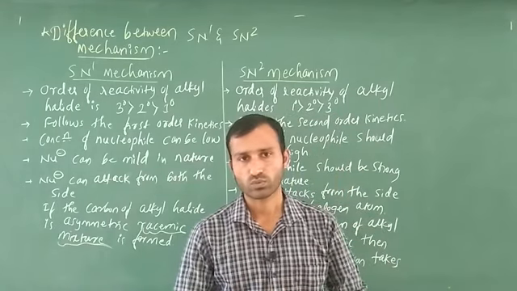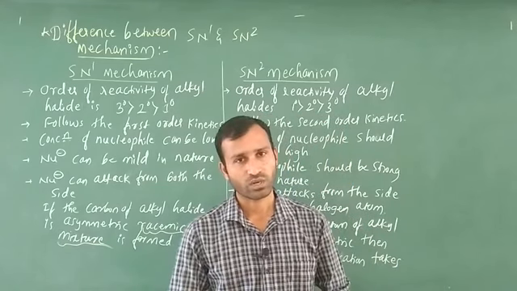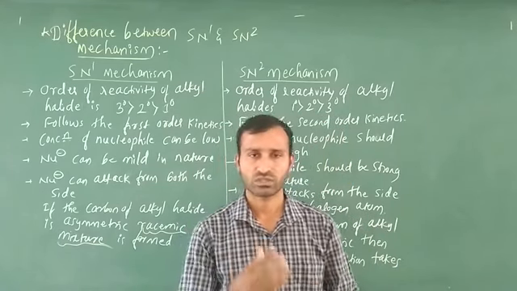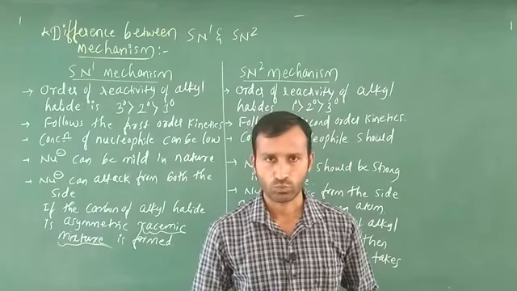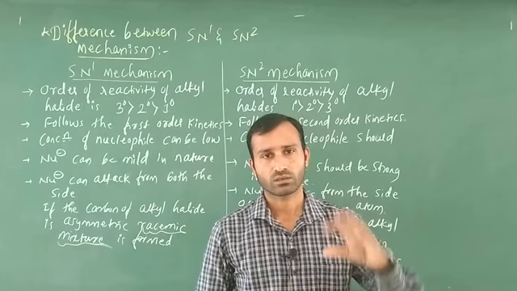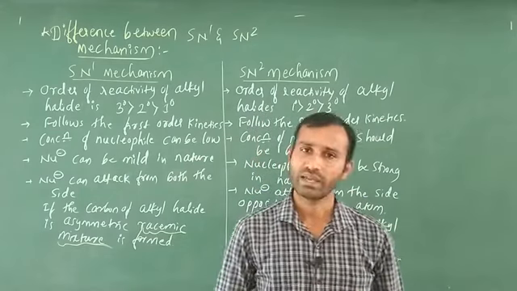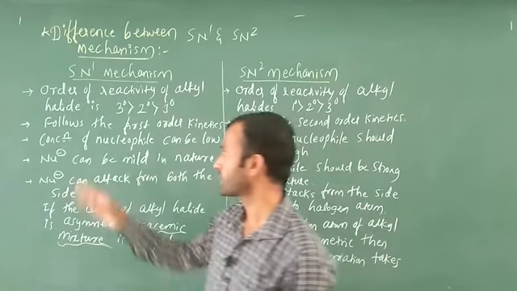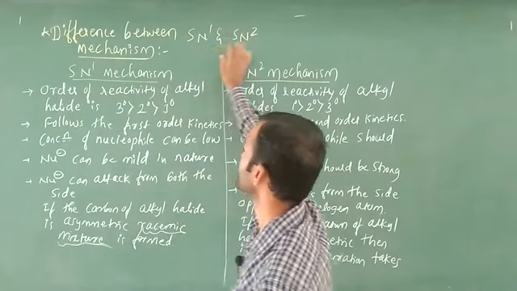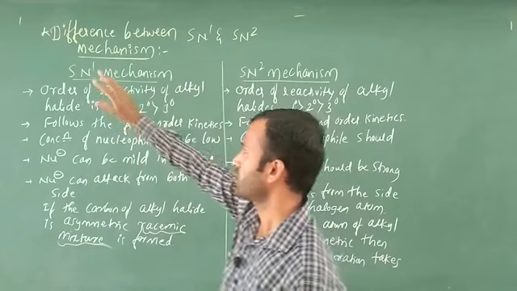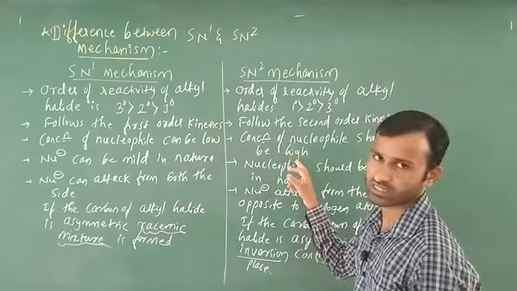Today in this class we are going to discuss the next important point, the difference between the SN1 and SN2 mechanisms. In the examination they are going to ask you for 2 marks. You have to write the difference between the SN1 and SN2 mechanisms. At that time you have to write 2 differences for SN1 and 2 differences for SN2 mechanism. Already I wrote it on the board. Just see here, the heading is difference between SN1 and SN2 mechanism. This column indicates the SN1 mechanism, and this column indicates the SN2 mechanism.